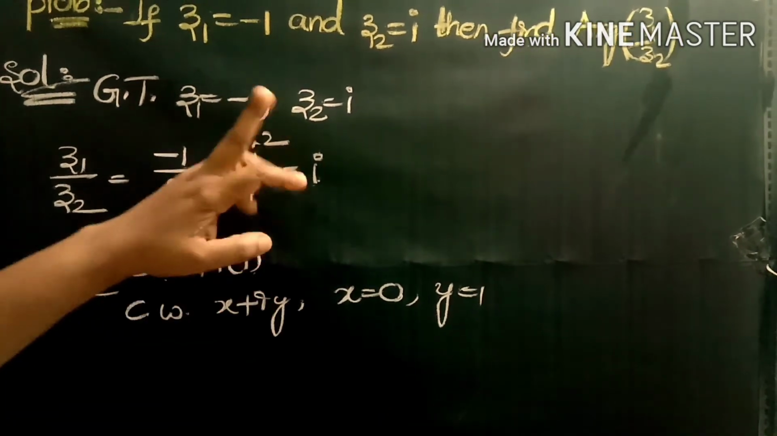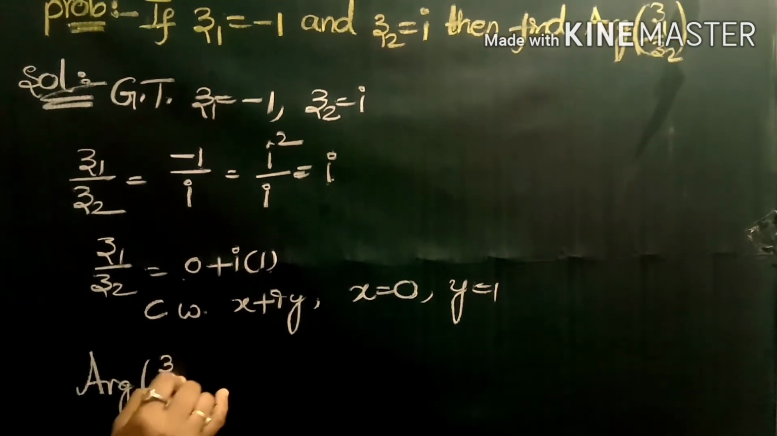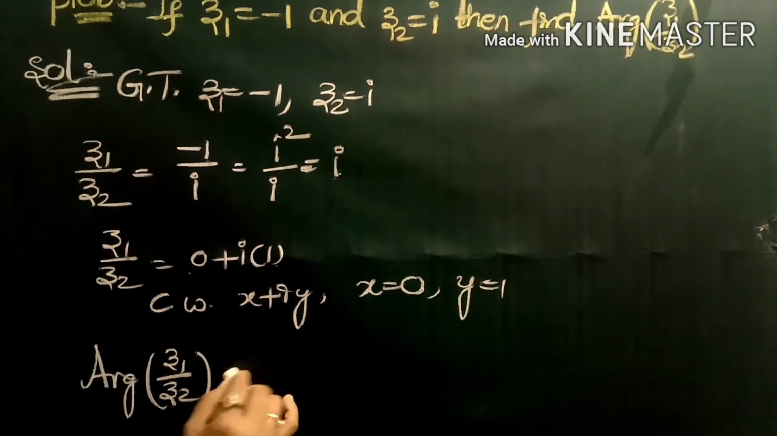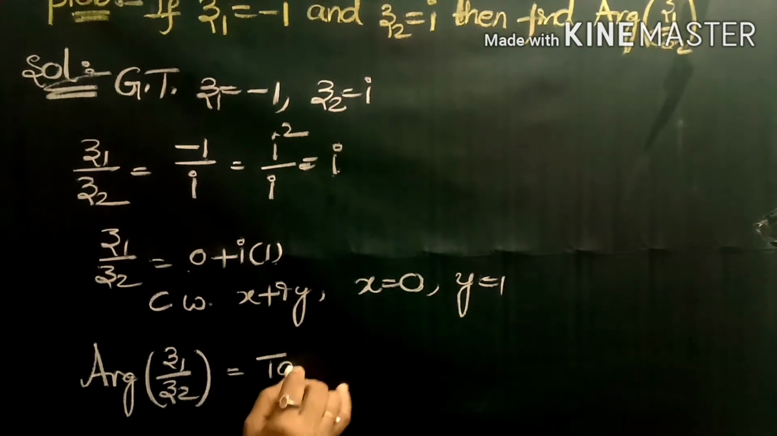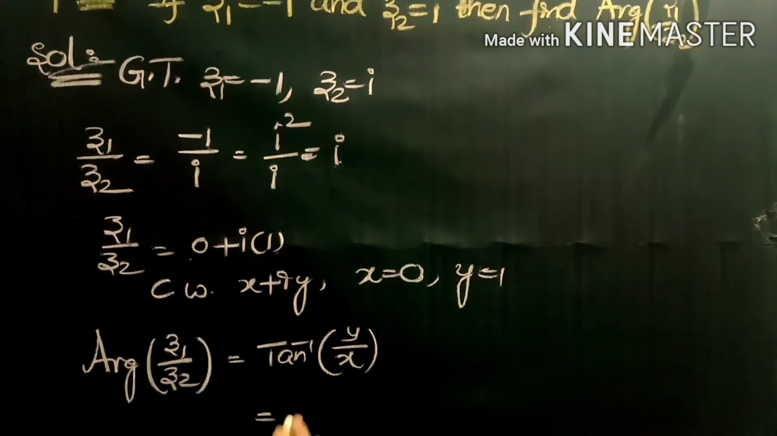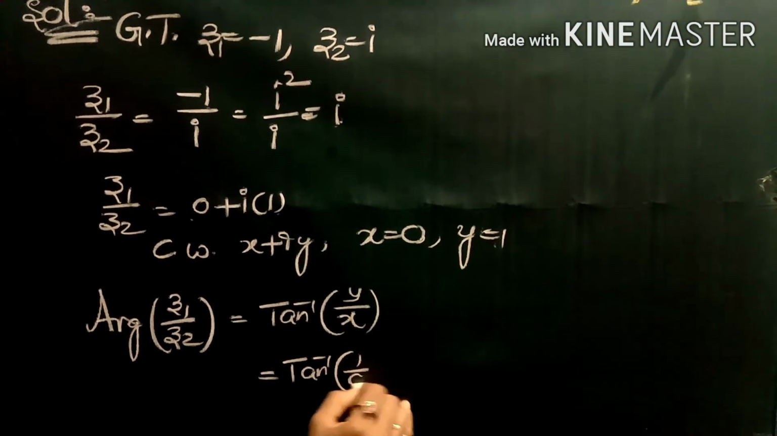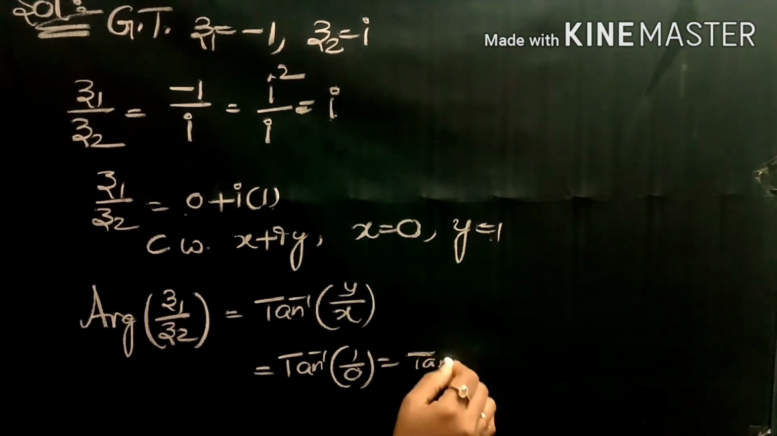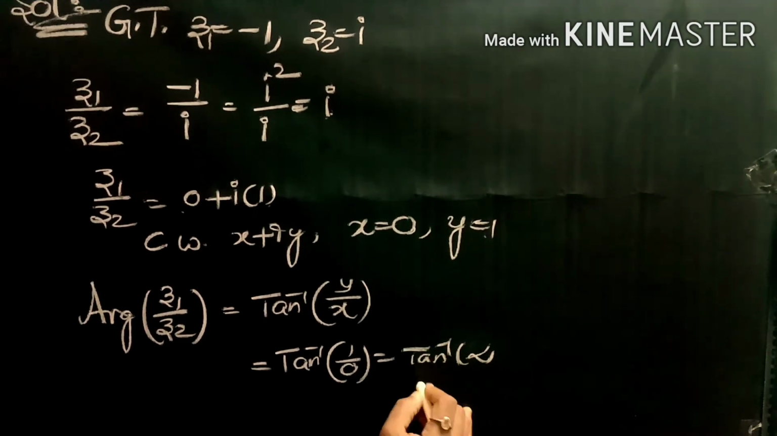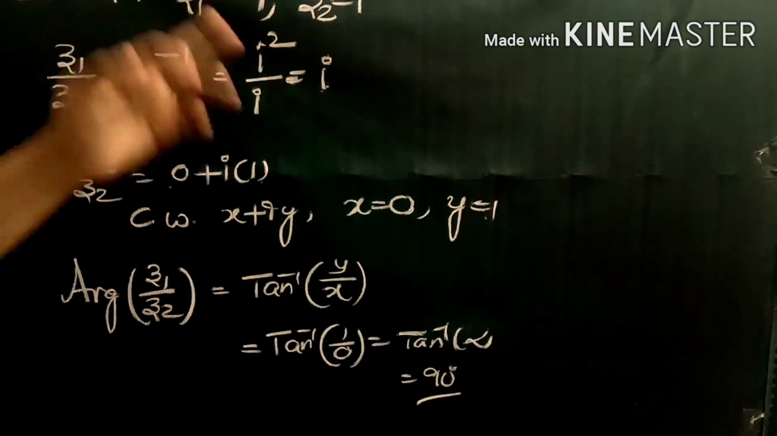Now we have to find the argument of z1 by z2. Therefore the argument of z1 by z2 is given by the formula tan inverse of y by x. That is tan inverse of y value 1 by x value 0, so tan inverse of 1 by 0, which is infinity, and tan inverse of infinity is nothing but 90 degrees. So the answer is 90 degrees.